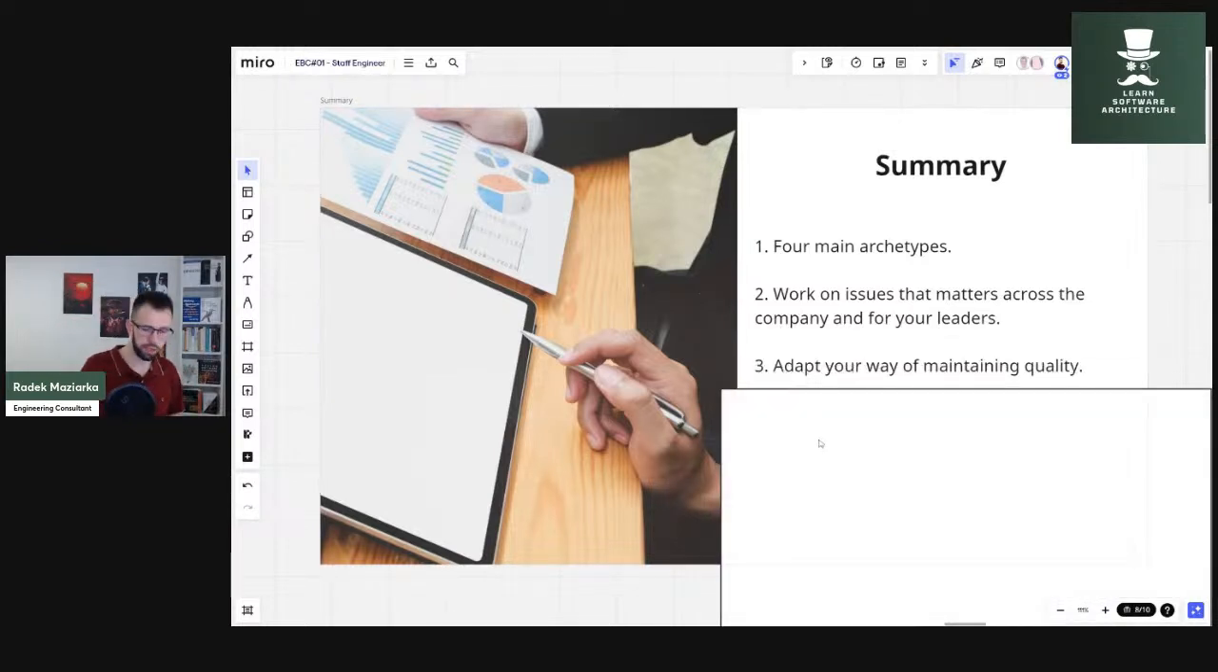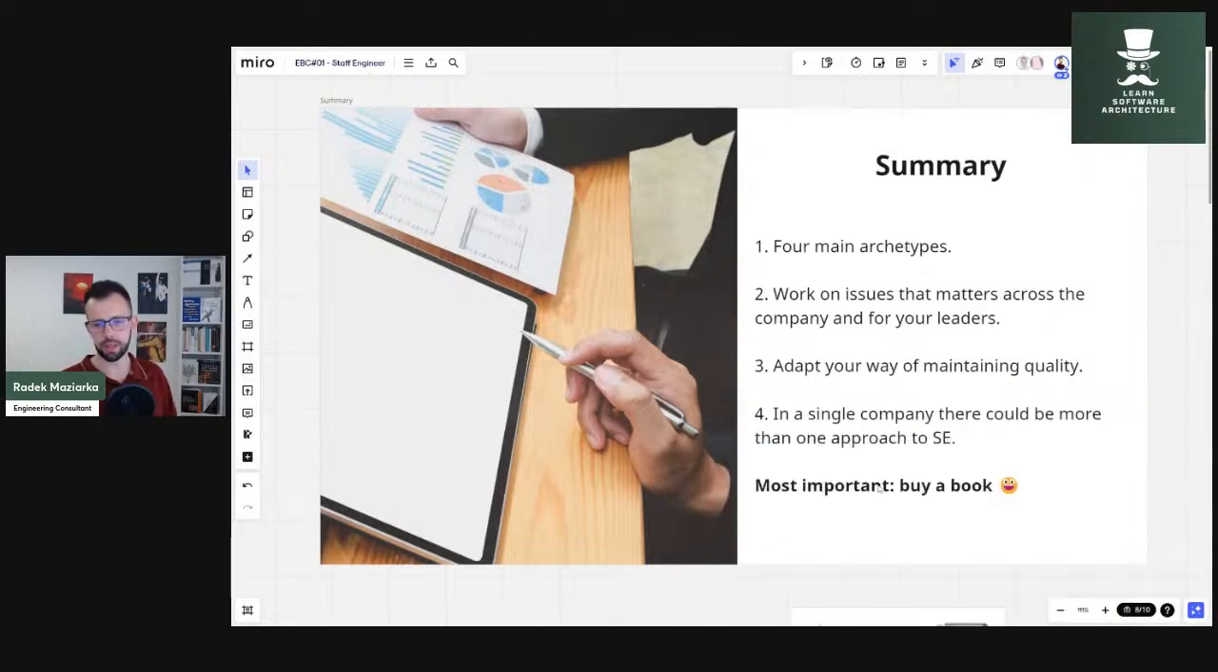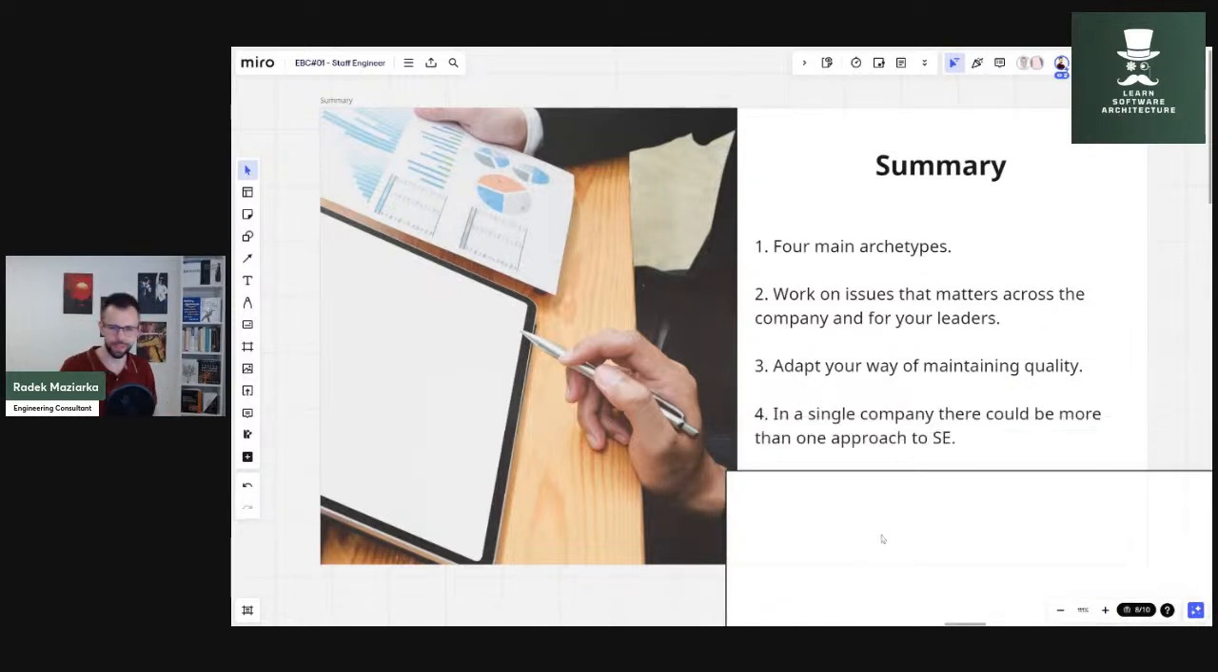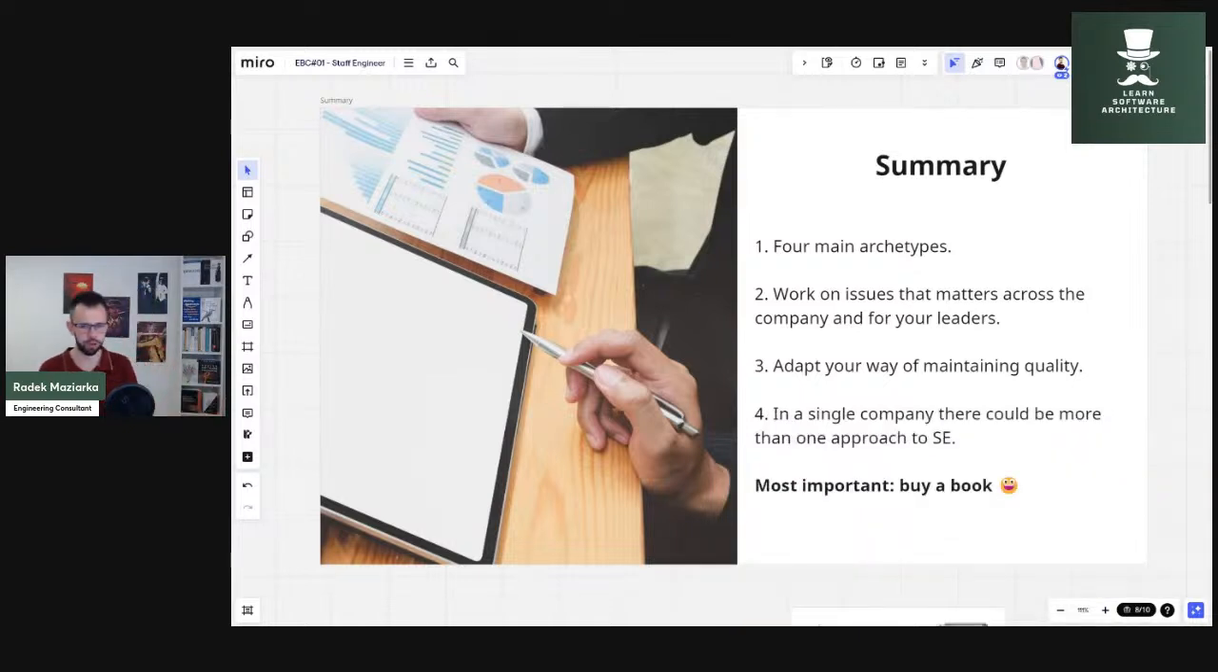Then my insight from this book is that we should adapt our way of maintaining quality, because there is a range of techniques that we can use. And almost last, in a single company there could be more than one approach to staff engineer, and I encourage you to test the water: which staff engineer archetype would be most valuable to you. And as the last point, I strongly encourage you to buy the book because it's very valuable. I have mine as a physical book in a bookshelf.